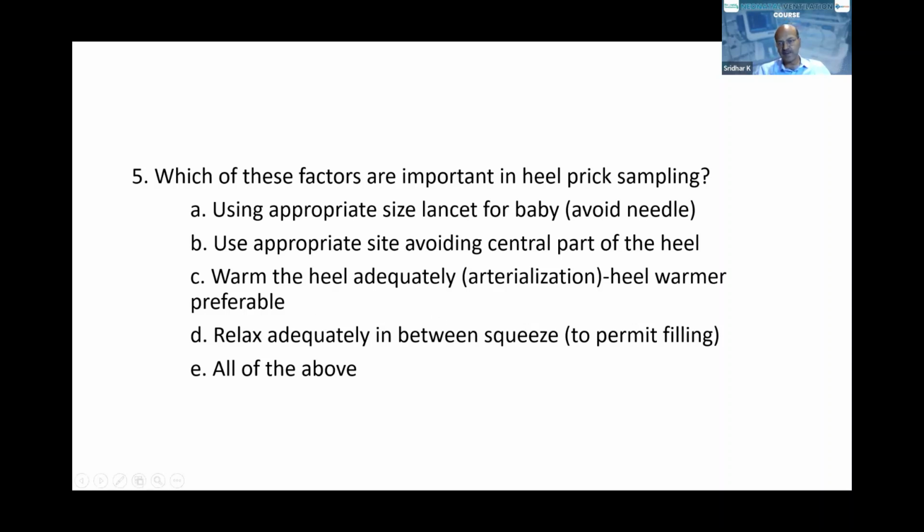So the answer is obviously all of the above, but the points to stress: if your team is not adequately trained, they may be holding on tight, thinking that it will squeeze more. That will actually hamper it because there is no blood coming into the feet, and your arterialization is going to fail if you're squeezing, because you're getting the last bit of the venous blood out. So remember to warm the heel well before you do it, and not to squeeze hard. You have to allow filling for the heel to open up, the blood vessels to open up.